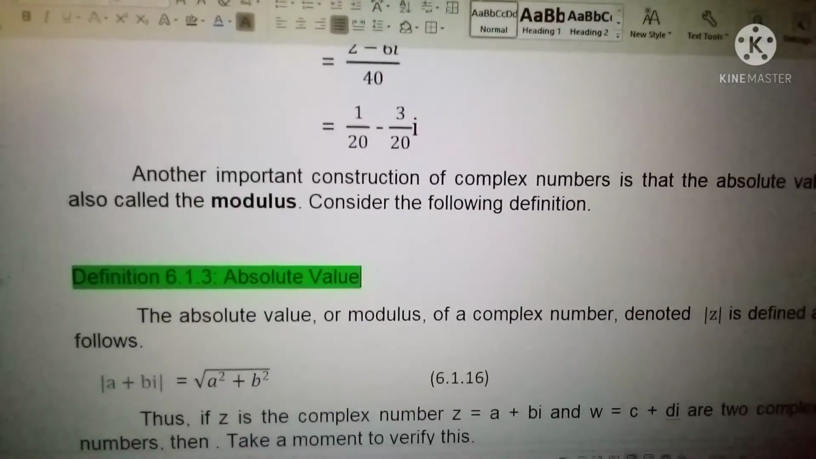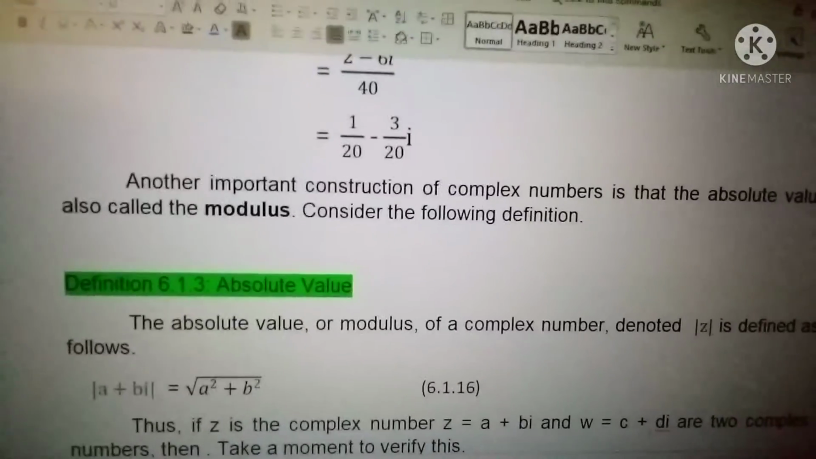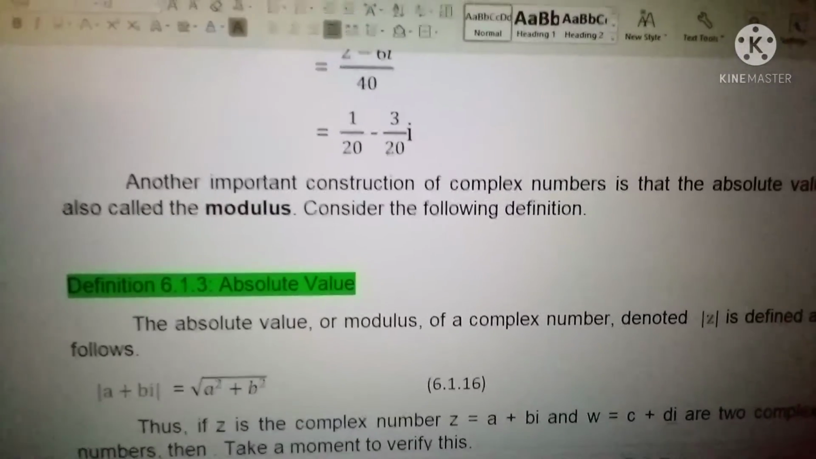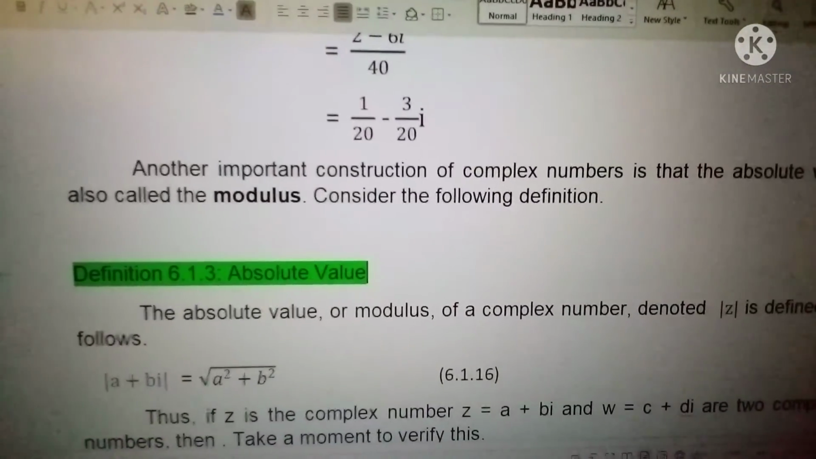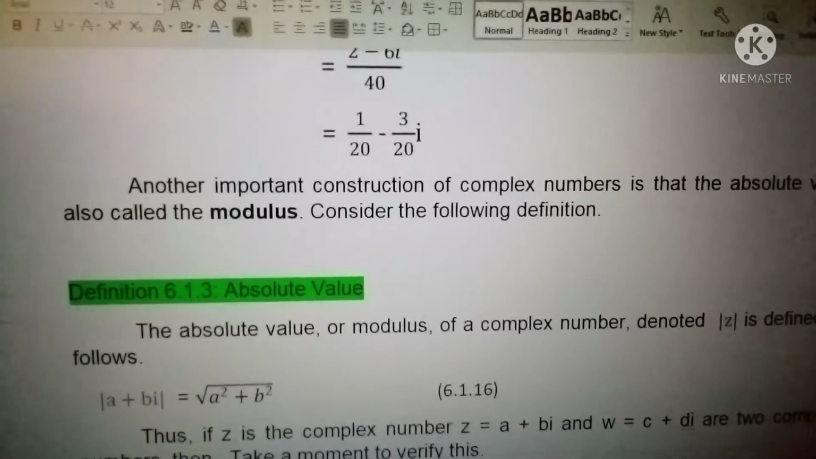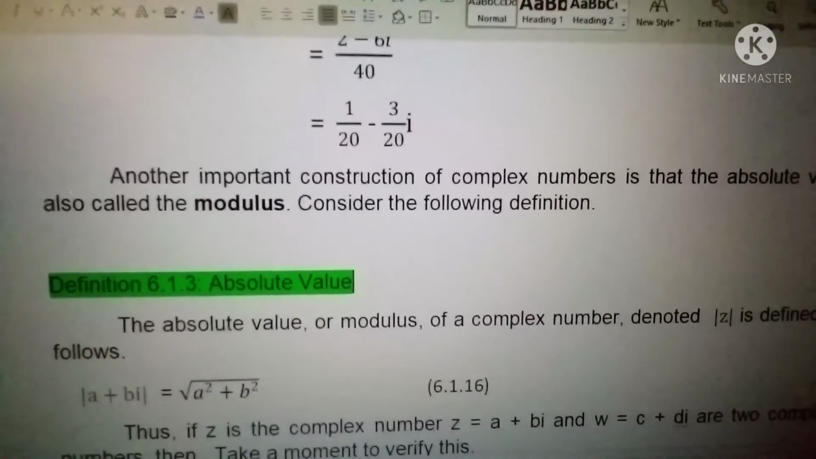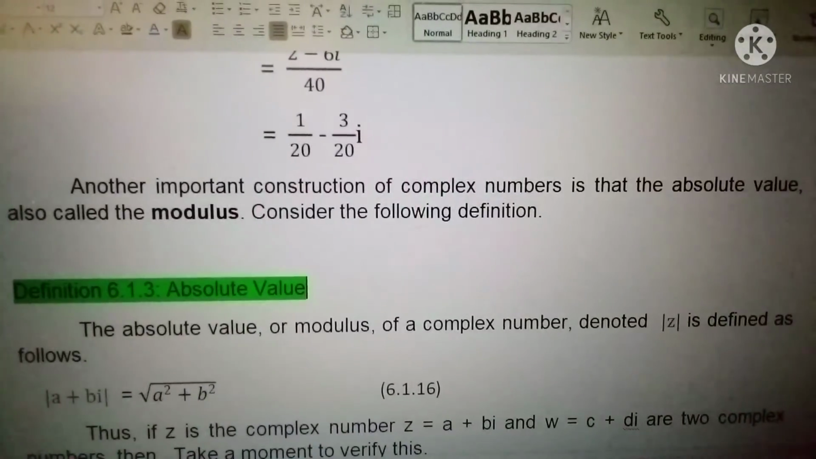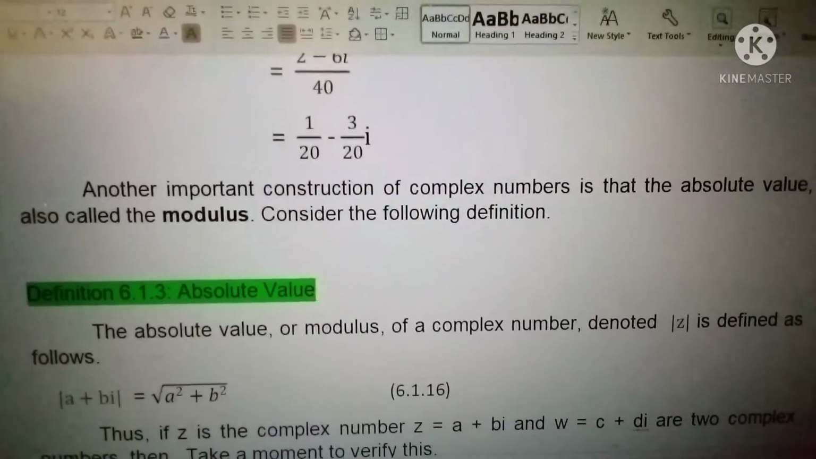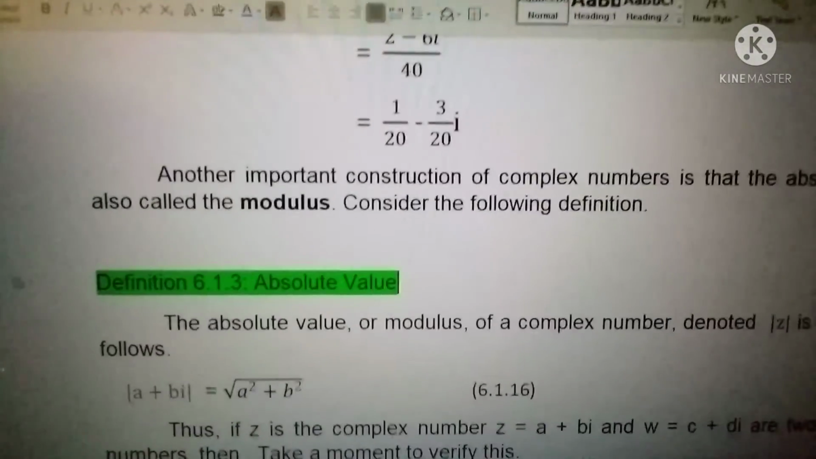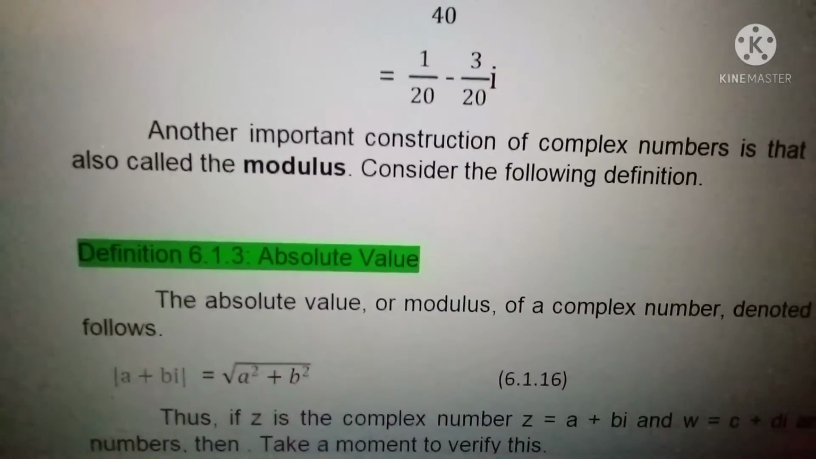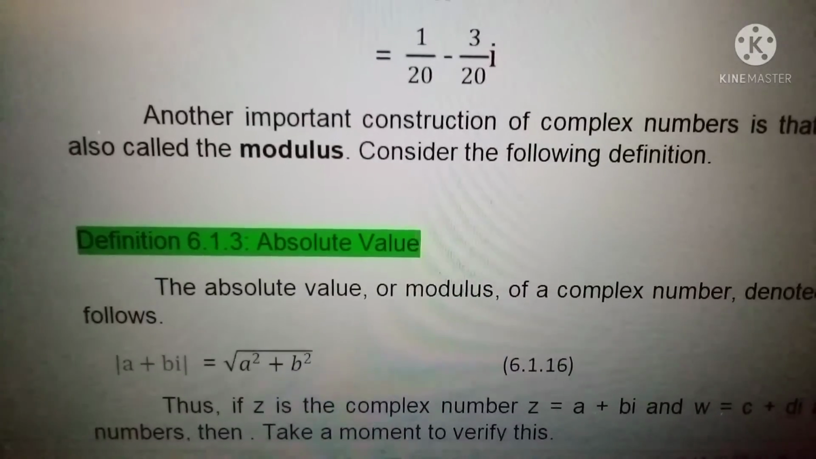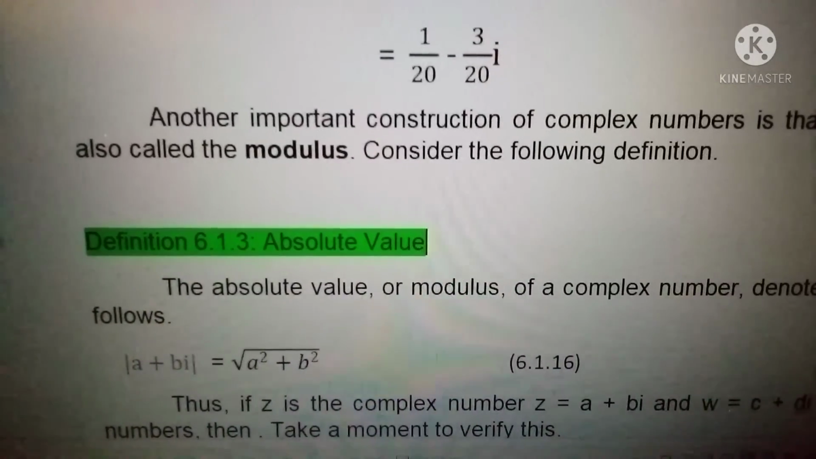Another important construction of complex numbers is the absolute value. It is also called the modulus. So, pag sinabi nating modulus, it is a distance. Consider the following definition. The absolute value or modulus of a complex number, denoted, ayan po, ganyan po siya isulat, is defined as follows. So, the absolute value of a plus bi is equal to the square root of a squared plus b squared.